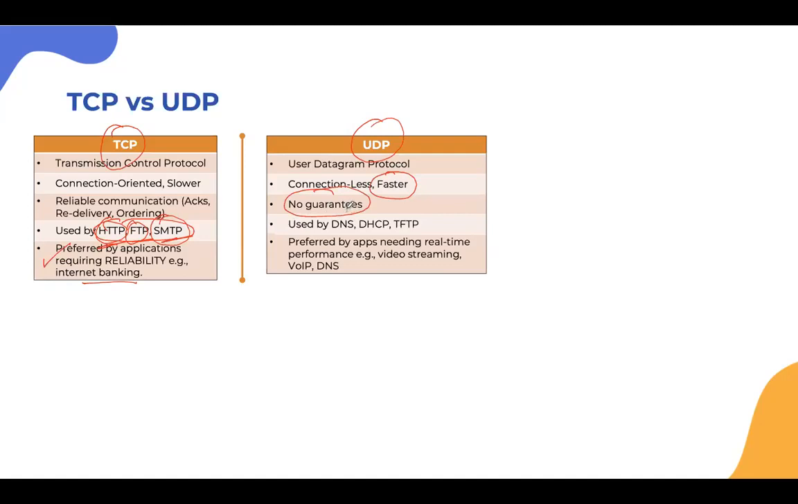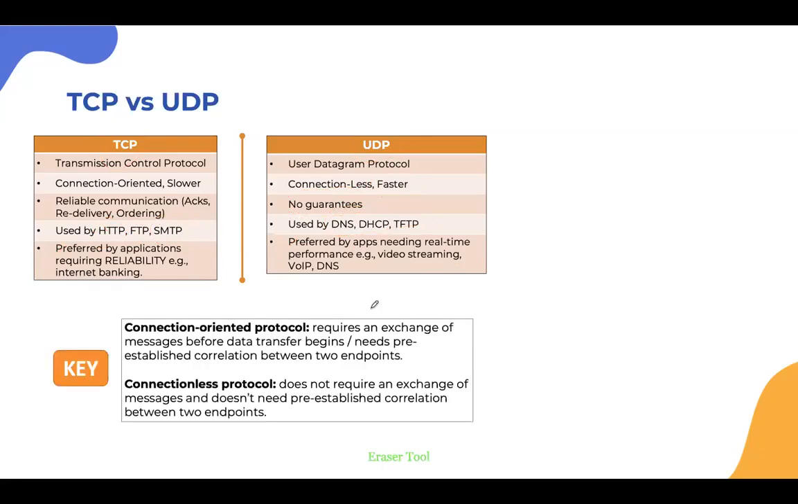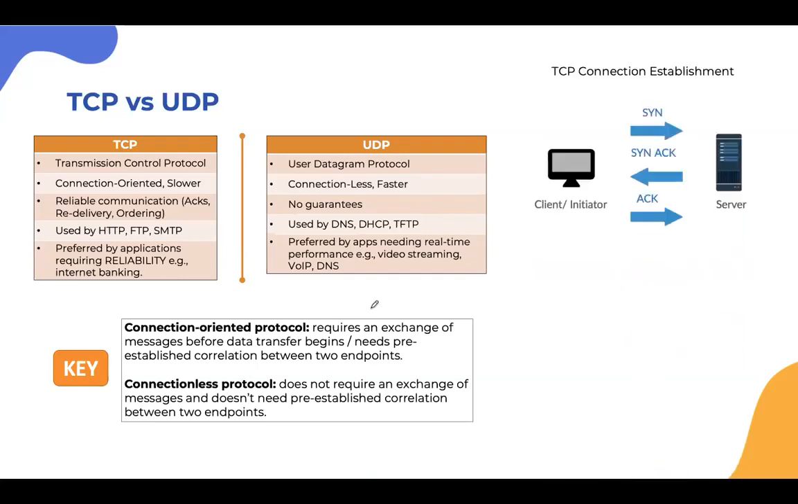So applications like DHCP, DNS, TFTP, these protocols use UDP. And these are usually preferred by applications which need real-time performance, for example video streaming and all that. A connection-oriented protocol, connectionless protocol. Yes, we have already covered this.